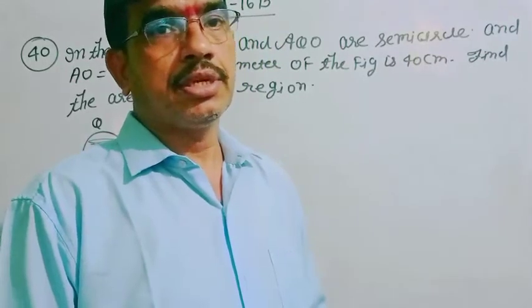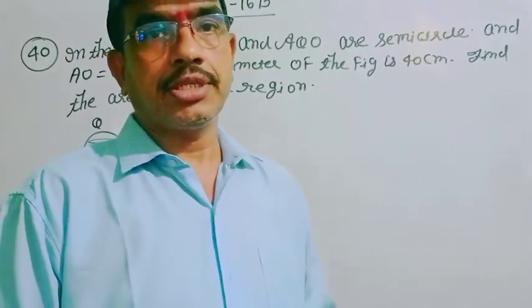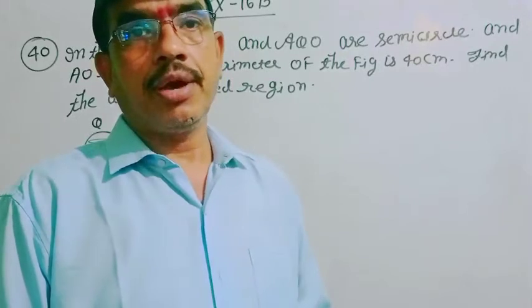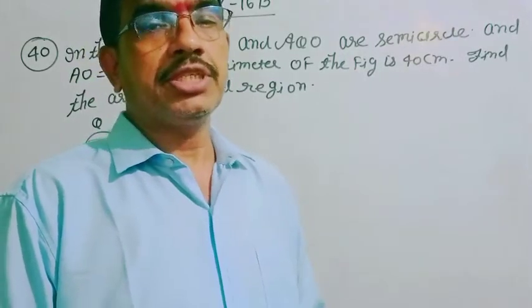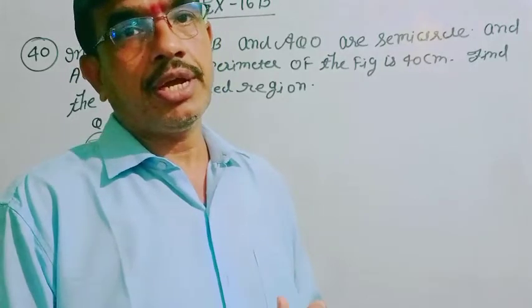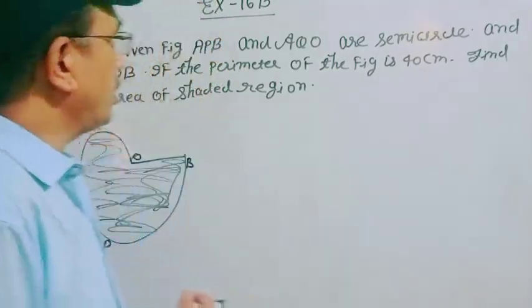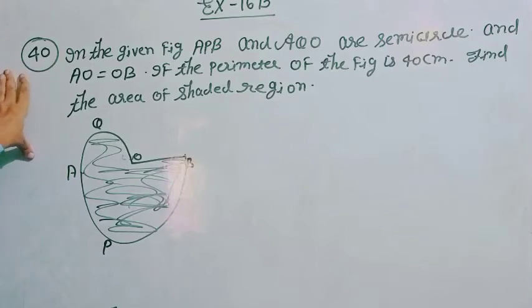Today I discuss the remaining part of exercise 16B related to the area of the segment and the sector of the circles. So only a few questions, question 4 and 5 today. We start from question number 4. Here you see, in this question, the figure is adjoining.